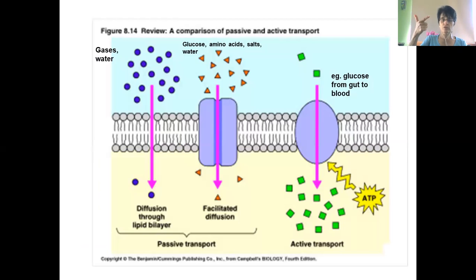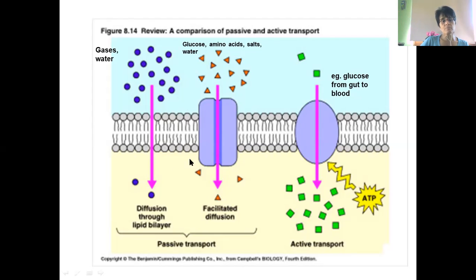So diffusion and osmosis is the passive movement of molecules from a region of high to low concentration, or high to low water potential. Okay, so if this is the lipid bilayer, molecules can move into and out of cells, but sometimes they need a little bit of help. Gases and water can simply diffuse into or out of the cells through the lipid bilayer. Glucose, amino acids, salts, and water can either pass through by itself or it can be assisted. So that's called facilitated diffusion.